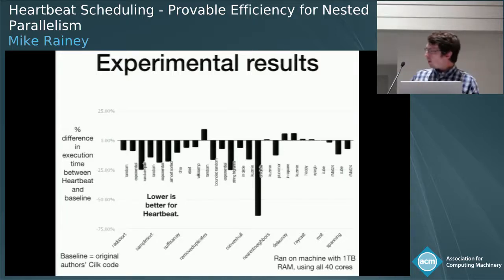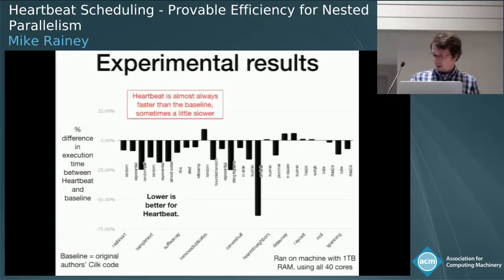Now, we took as baseline the original authors' Cilk codes and ran these experiments on a machine with 40 cores. So you're seeing here basically that overall we perform better usually. In a few cases we're a bit slower. The paper details why that's the case in particular cases, and it's either because one system is generating more fibers than the other, or is better utilizing the cores than the other.